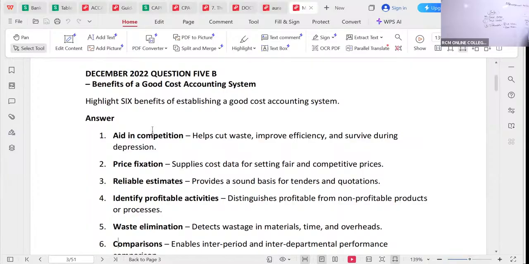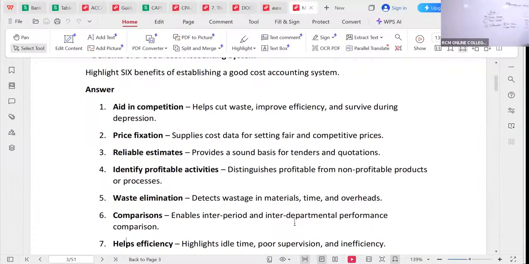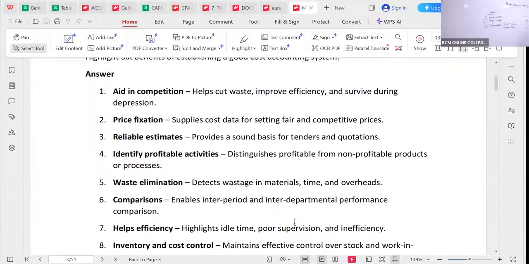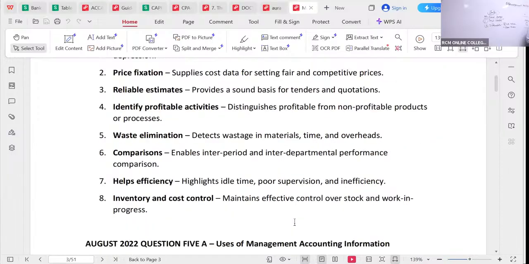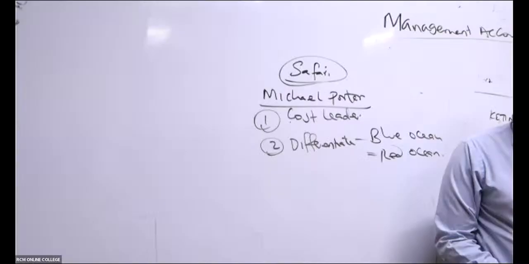Reliable estimates provide a sound basis for tenders and quotations. It identifies profitable activities and distinguishes profitable from non-profitable products. Waste elimination detects wastage in materials, time and overheads. It seeks comparisons, enabling inter-period and interdepartmental performance comparison. It helps efficiency by highlighting idle time of employees, poor supervision and inefficiency. Inventory and cost control maintains effective control over stocks and work in progress.